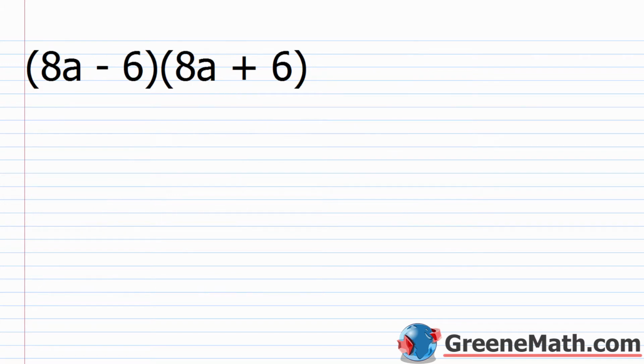All right, so let's say we had the quantity 8a minus 6 times the quantity 8a plus 6. So it's the same thing here. I have 8a and 8a. Then I have 6 and 6, and your signs are different. I have minus and I have plus. So I don't have to go through and use FOIL. I can do this very, very quickly by just squaring 8a.